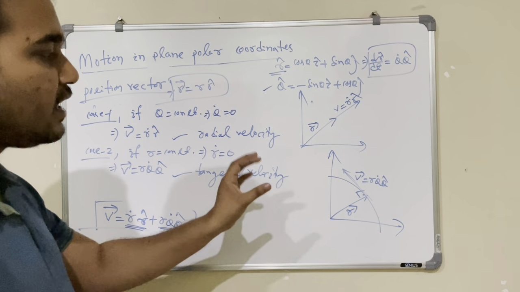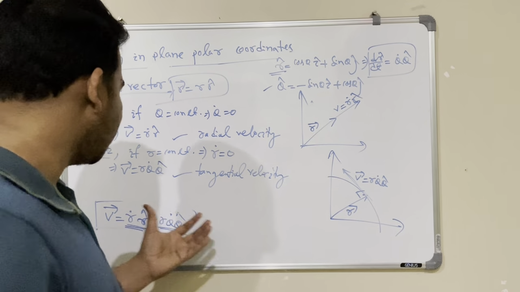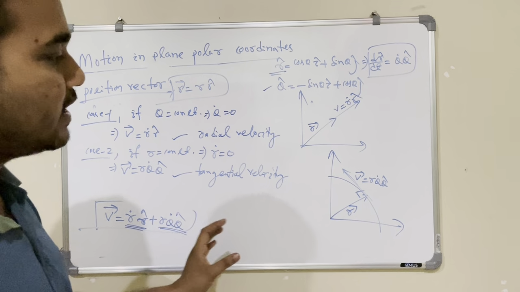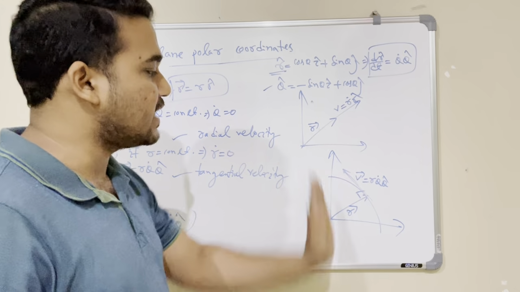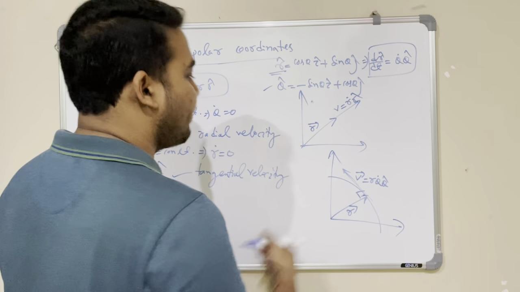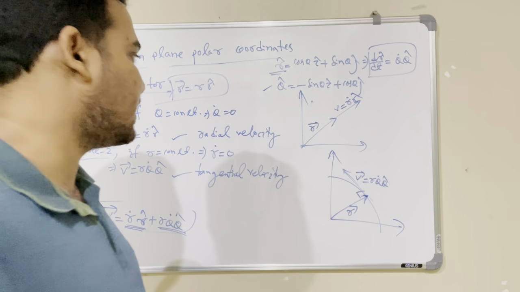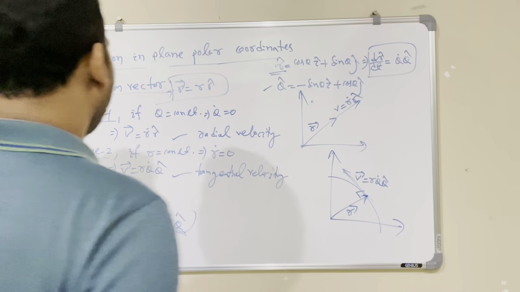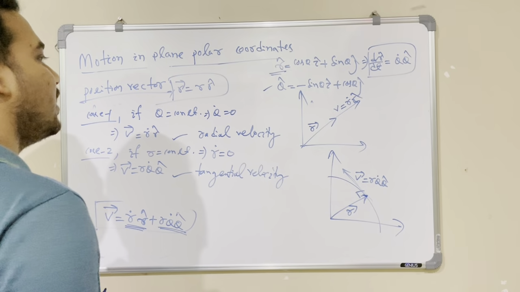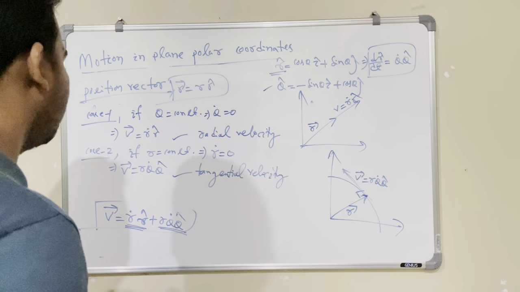Clear? So when both r and theta change with time, the velocity has both a radial part and a tangential part. Theta cap is in the tangential direction because it is perpendicular to the r vector at this point, on a curve. So this is the tangential direction. This is about the velocity in the polar coordinate system. Next we'll calculate the expression for acceleration in the polar coordinate system.